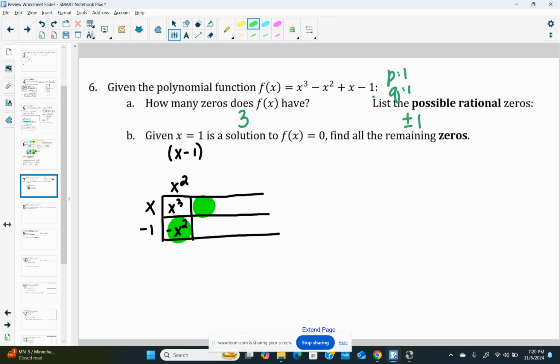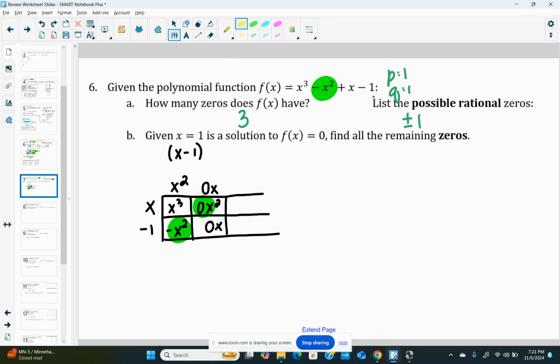Then this box plus this box has to equal our x squared term. And it's already, so negative x squared is already negative x squared. So we have 0 x squareds to add to it. And so how do we multiply to get 0? By multiplying by 0. So that's a 0x. 0 times negative 1 is 0. So this is 0x is here.